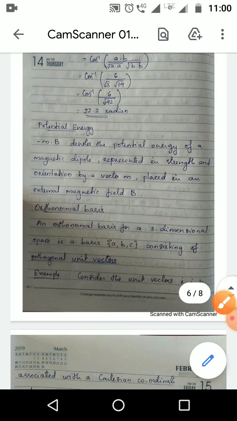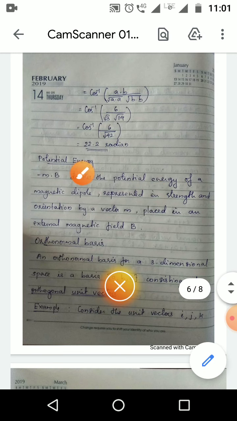Okay, next, potential energy is the second application of inner product. Minus m dot B denotes work done in the first application; the second application is potential energy. We can find potential energy using the inner product. So minus m dot B denotes the potential energy of a magnetic dipole, represented in strength and orientation by a vector m, and placed in the external magnetic field B. So m is the strength and orientation of the dipole, and the external magnetic field B is given.